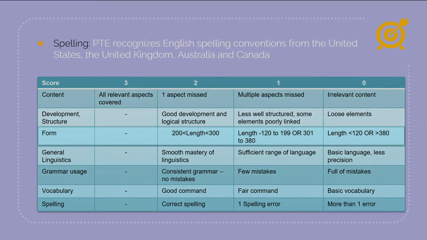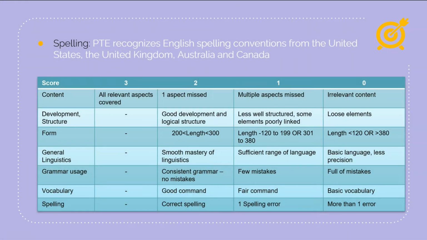Next, in form, which counts the number of words in your response, you get 2 points if your response is between 200 and 300 words. 1 point for responses between 120 to 199 or 301 to 380, and 0 if it is less than 120 words or greater than 380 words. So please make sure your response is always in the range of 200 and 300.